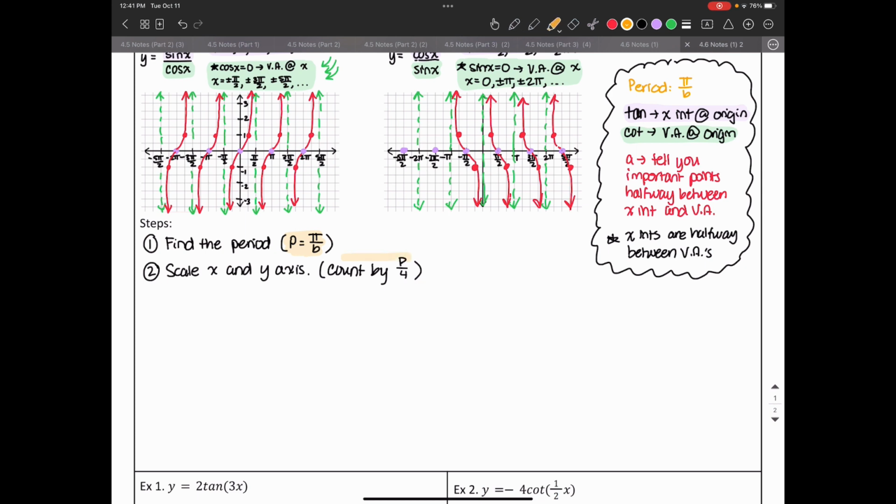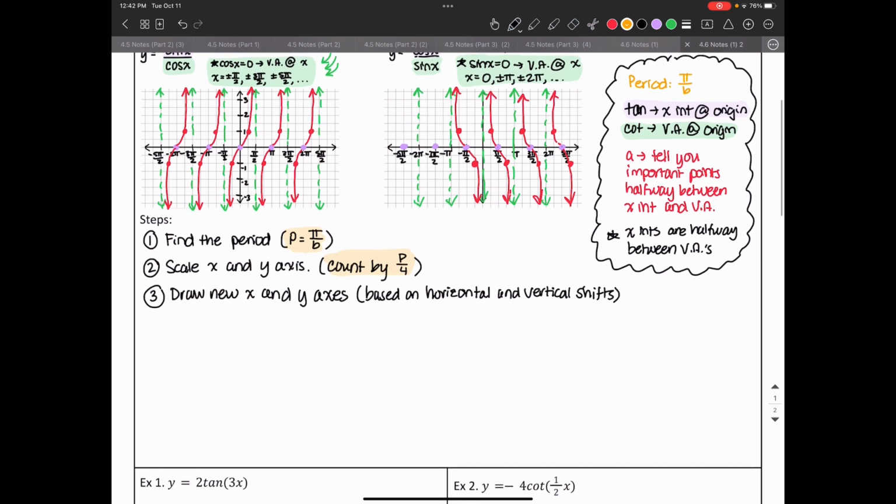I guess I'll highlight that in orange as well. And then the third step is you're going to draw new x and y axes. So draw the new x and y axes based on the horizontal and vertical shifts.